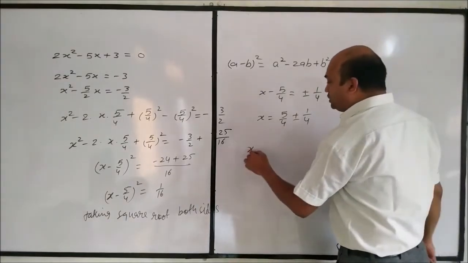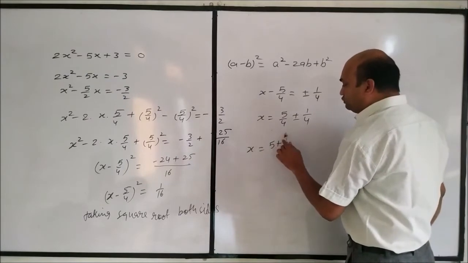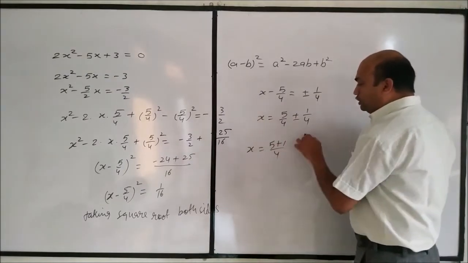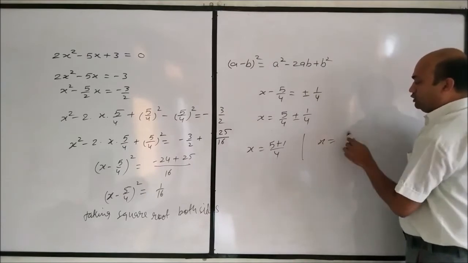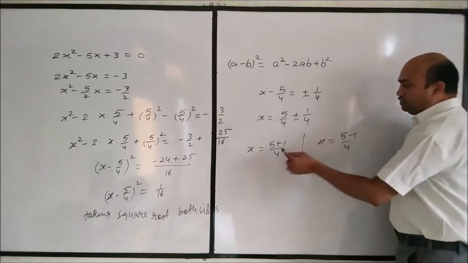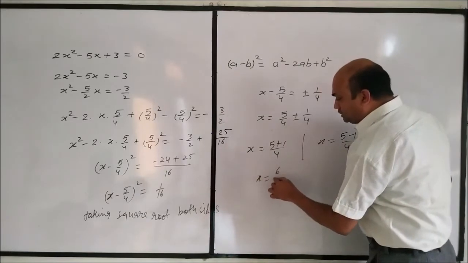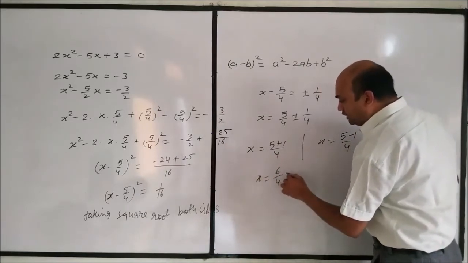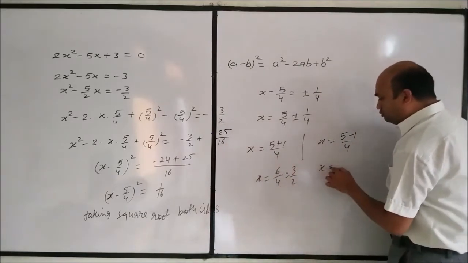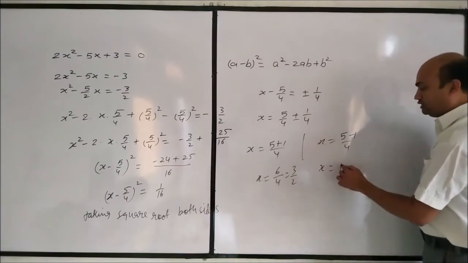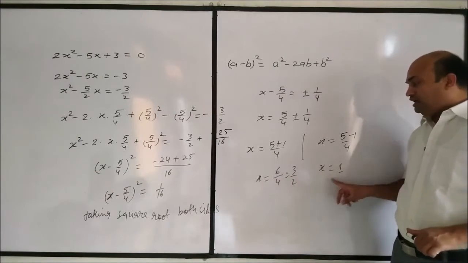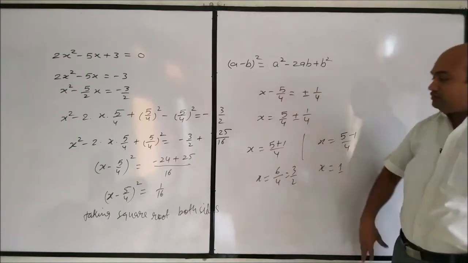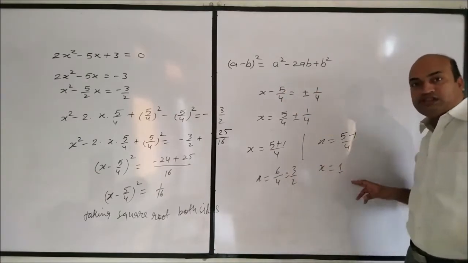When we take positive sign, x we will get 5 plus 1 by 4, and when we take minus sign, x we get 5 minus 1 by 4. Here x we get 6 by 4, that is 3 by 2, and from here x we get 4 by 4, that is only 1. So the two values of x that are the roots of this quadratic equation are 3 by 2 and 1.